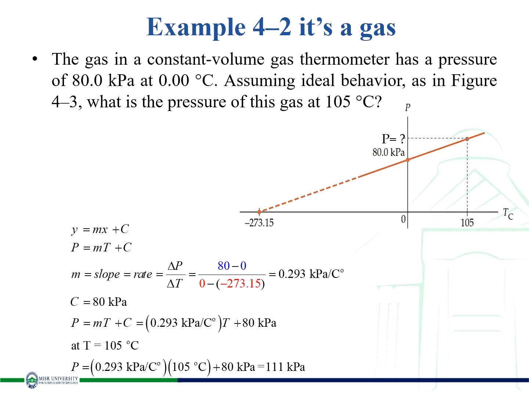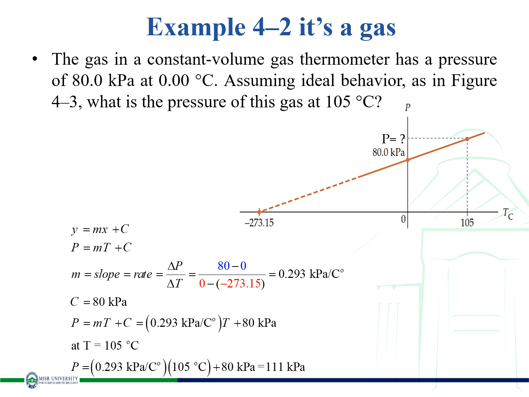Alright, let's tackle example 4-2. We have a gas in a constant volume thermometer. We're told that at 0 degrees Celsius, its pressure is 80.0 kilopascals. Assuming ideal behavior, as shown in the graph, we need to find the pressure of this gas at 105 degrees Celsius. Notice the graph plots pressure P against temperature Tc.